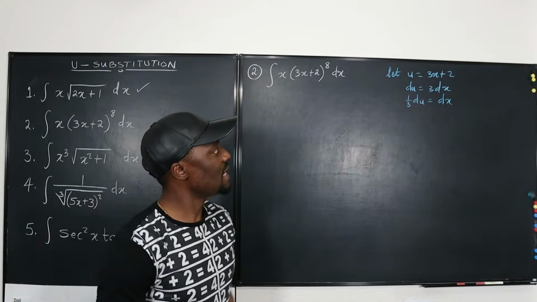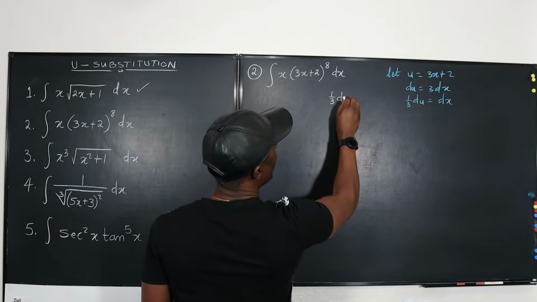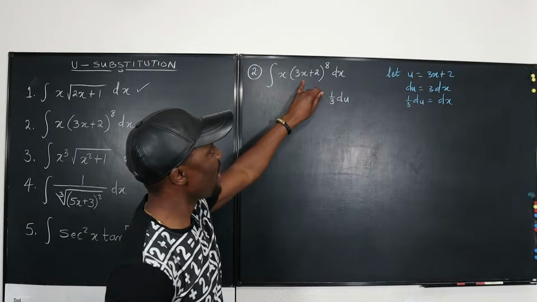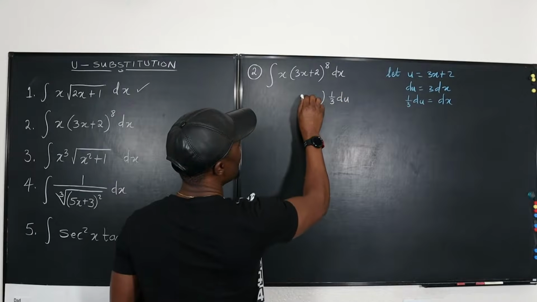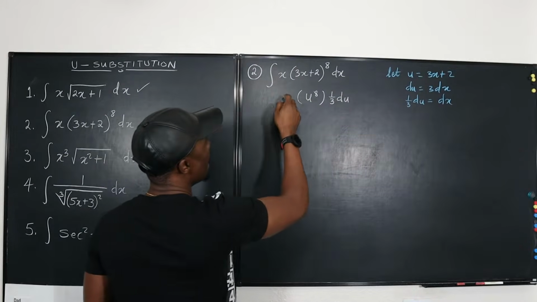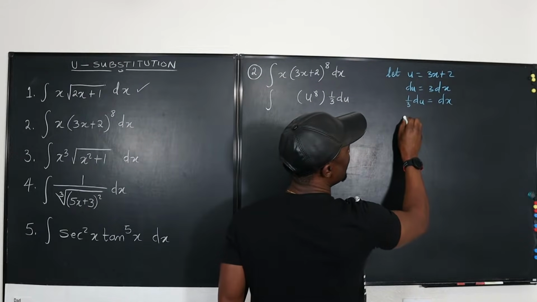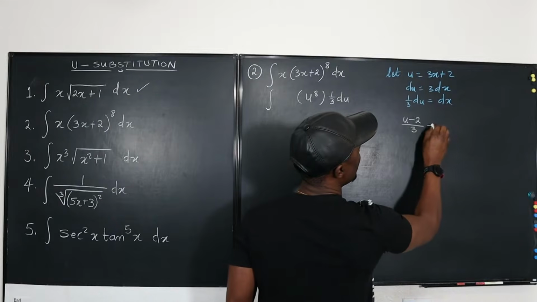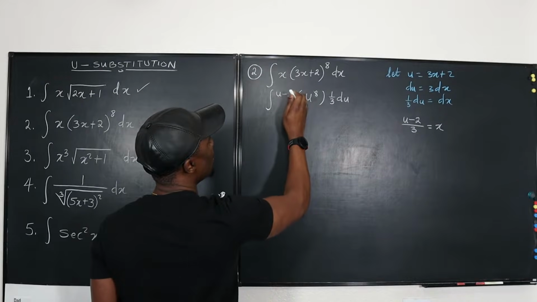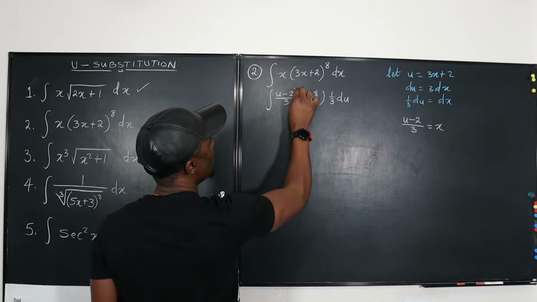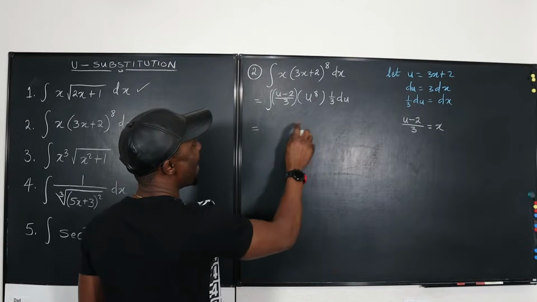So if that's the case, I can come here and replace this with 1/3 of du. Now I'm going to write this as 3x plus 2, but that's my u, to the 8th, so that's times u to the 8th. And now I still need to replace this x from this expression, so I'm going to say that u minus 2 divided by 3 equals x. So I'm going to go here and say u minus 2, u minus 2 divided by 3. Okay, that's it.